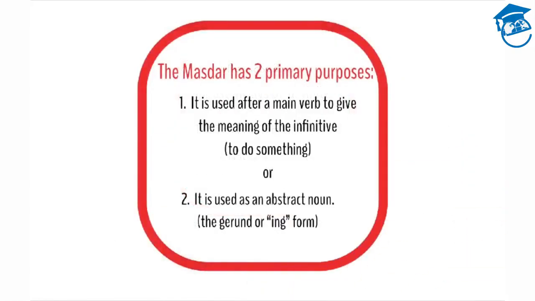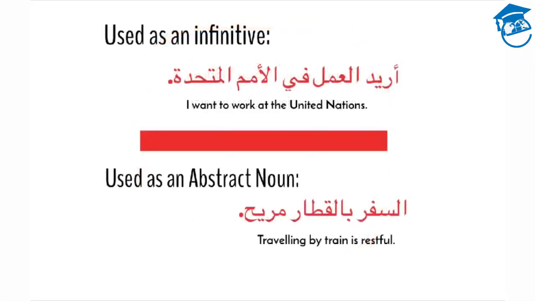The masdar has 2 primary purposes. First, it's used after a main verb to give the meaning of the infinitive, to do something. Or 2, it's used as an abstract noun. In this case, it could be translated as the gerund or the ing form of the word, like traveling or driving. Now let's look at a couple of examples of how it's used in each of these cases.